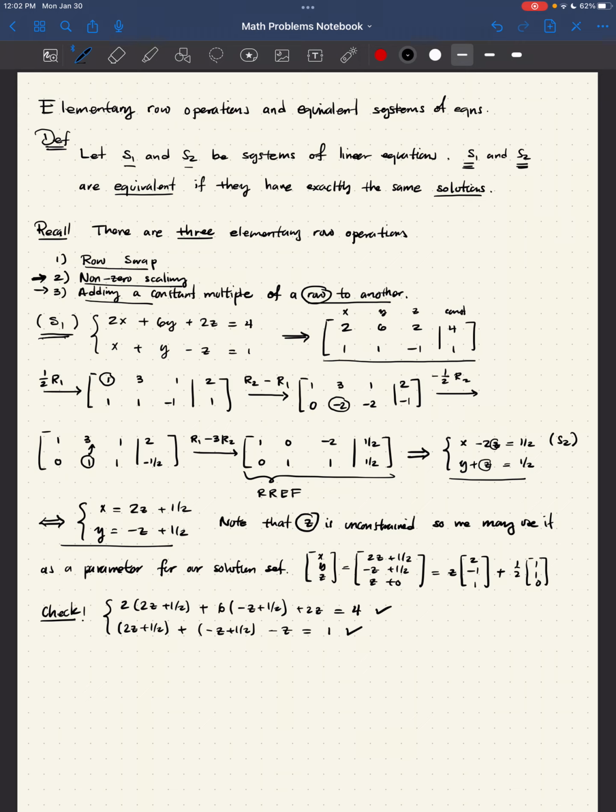So how do we know that every solution to S1 is a solution to S2? Well, by simply following the indications that we have on every single step in this reduction process. So, well, that's it. With this, we finish.